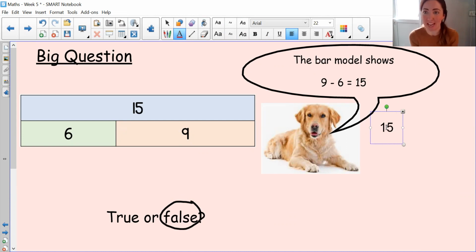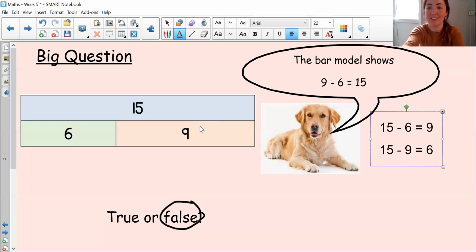Can you write down the fact family for this bar model? So what could Stevie have written? 4 facts in the fact family, so addition and subtraction. All right, so starting with subtraction, we could have had 15 take away 6 equals 9, or 15 take away 9 equals 6. Did you get both of those?